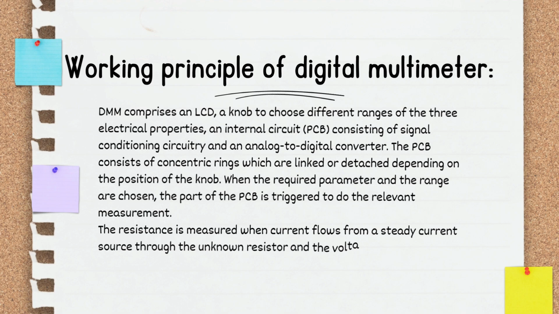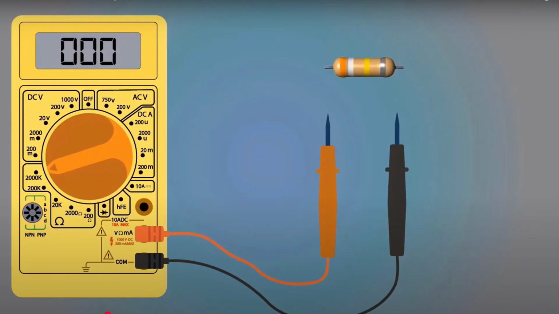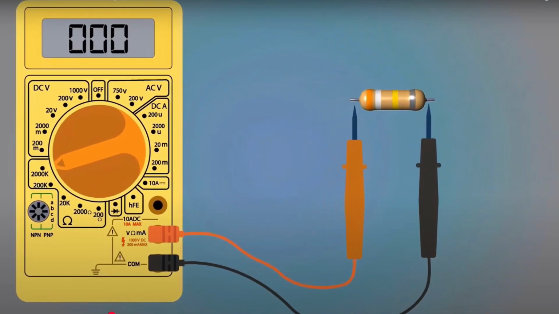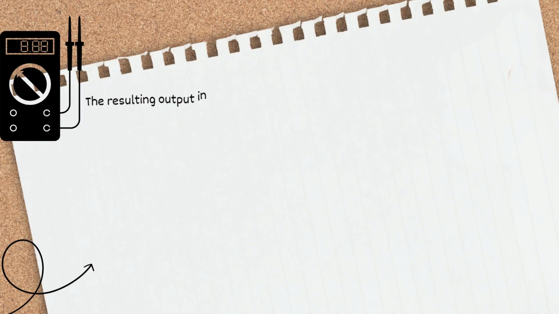When the required parameter and the range are chosen, the part of the PCB is triggered to do the relevant measurement. The resistance is measured when current flows from a steady current source through the unknown resistor, and the voltage across the resistor is amplified and is sent to an analog to digital converter. The resulting output in the form of resistance is then shown on the digital display.